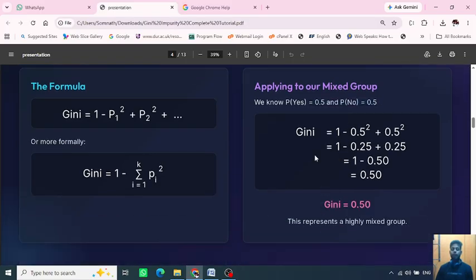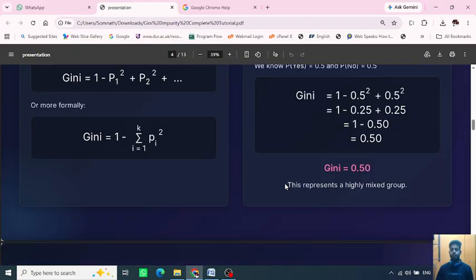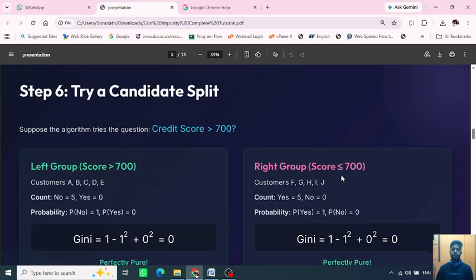Okay, now let's calculate the Gini. As per the formula, 1 minus (0.5 squared, the probability of class 1 squared, plus the probability of class 2 squared). And we got this, and finally the result is 0.50. So the Gini for the initial data set is 0.50, and as per our table, it is highly mixed, right? Understood how to calculate Gini? Now let's go to the next, an important step.